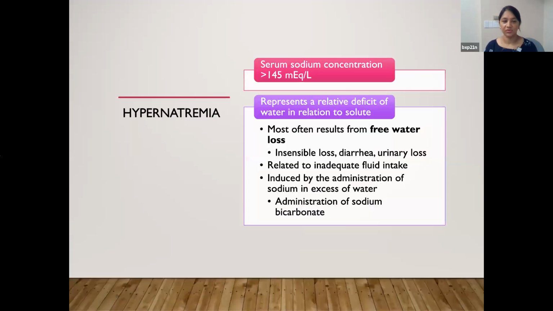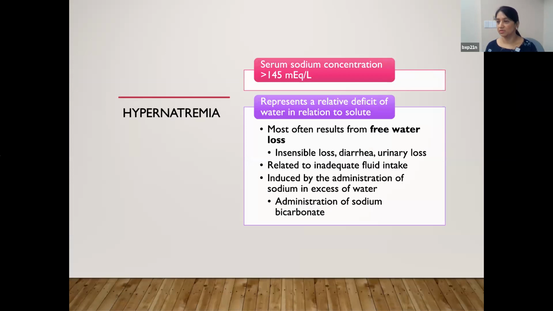Now we'll talk about hypernatremia. When you're losing more water than salt, then you encounter hypernatremia, or the body is losing more free water, let's say. When serum sodium is more than 145, you call it hypernatremia. And in these cases, it's because you're losing more free water.